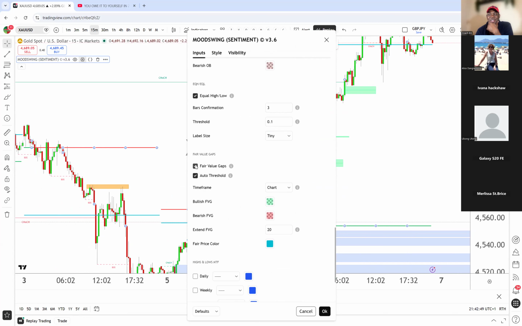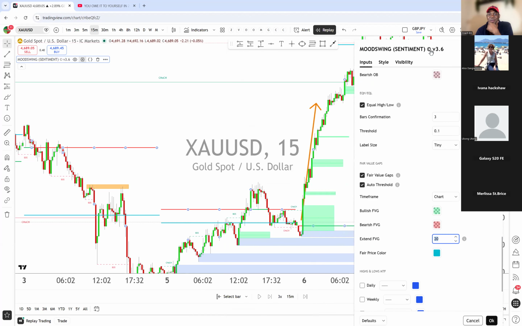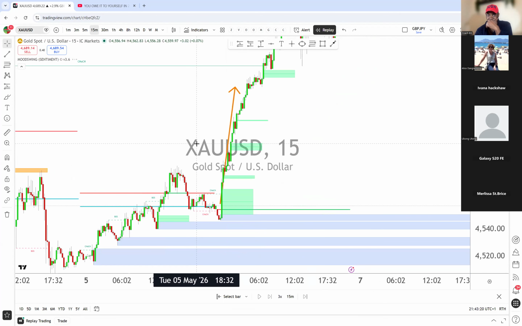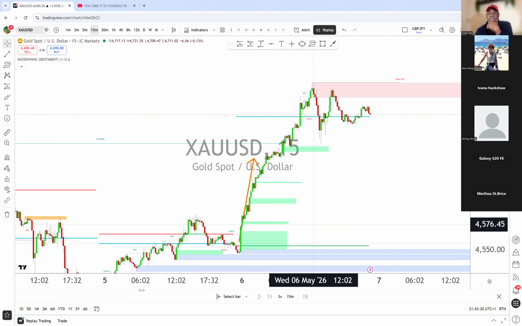Fair value gap here. We could change the length of the fair value gap. So that 20 simply means that there's what, 1, 2, 3, 4, 5, 6, 7, 8, 9, 10. It literally is just 20 bars that it will cover. But we could change that to 30, right? So it'll just cover 30 candles. So give it a moment. It takes a little while to think, but when it loads, it'll load. Right? So you could extend it or you could make it shorter.